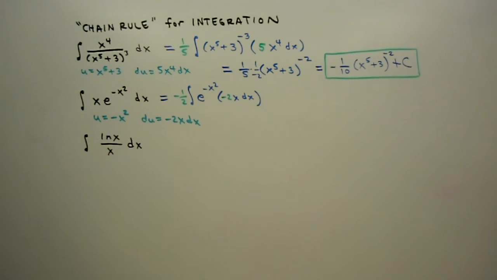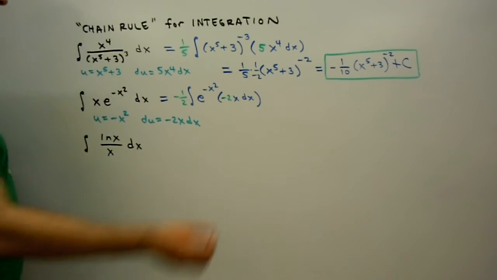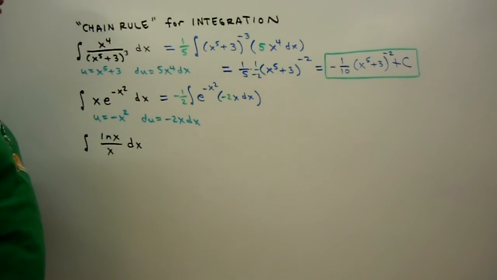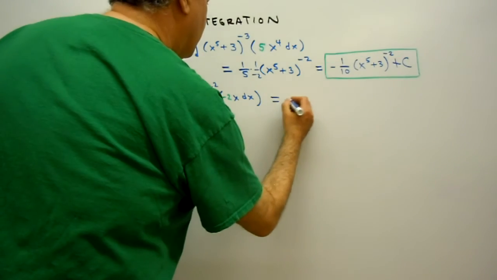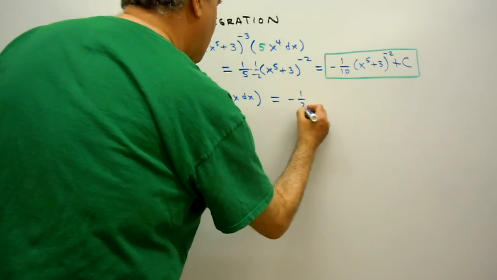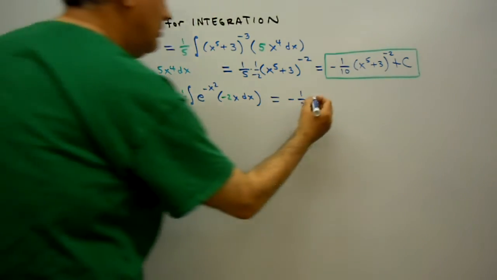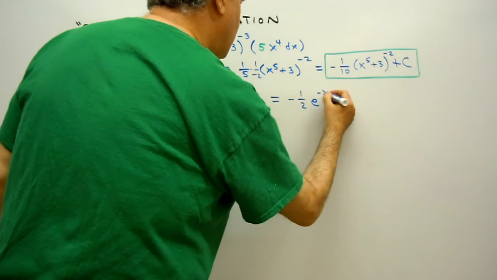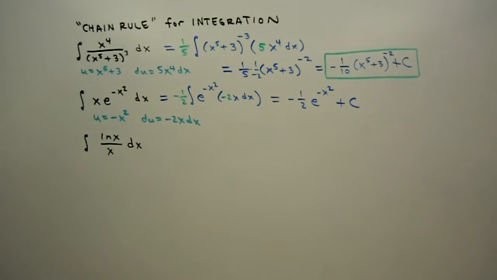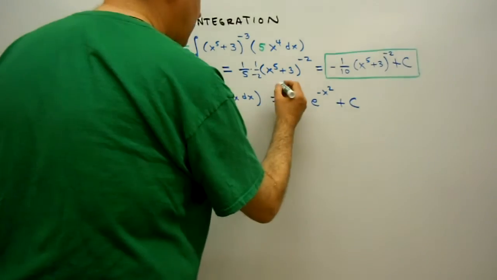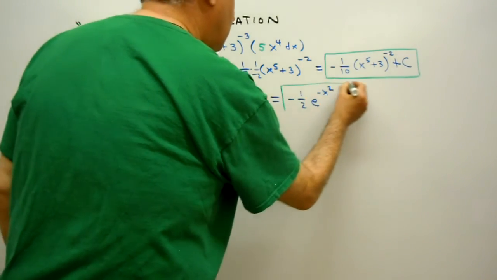up to integrate this. And for this one, remember that the function e to the x is its own derivative and its own integral. So, for this one, we simply have negative 1/2 e to the negative x squared, and then include your possible constant plus c. Always remember the plus c in your final answer.